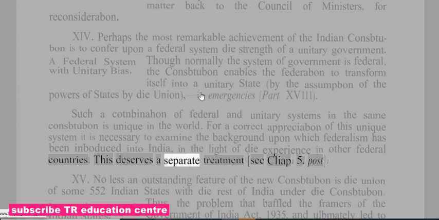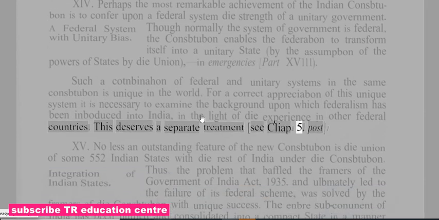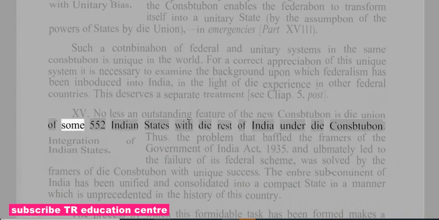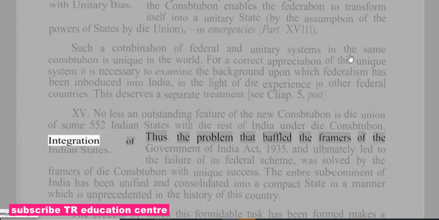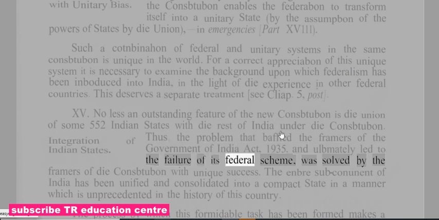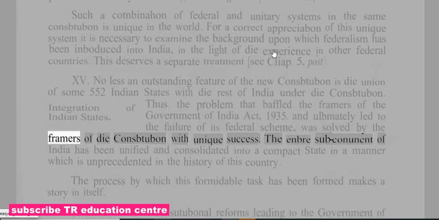This deserves a separate treatment, see CLIAP 5, post 15. No less an outstanding feature of the new constitution is the union of some 552 Indian states with the rest of India under the constitution. Integration of the Indian states, the problem that baffled the framers of the Government of India Act, 1935, and ultimately led to the failure of its federal scheme, was solved by the framers of the constitution with unique success.